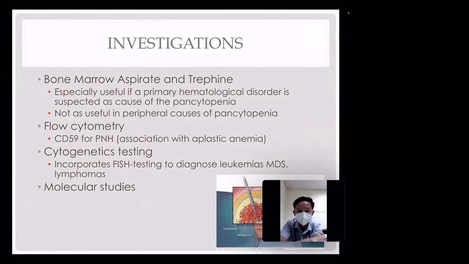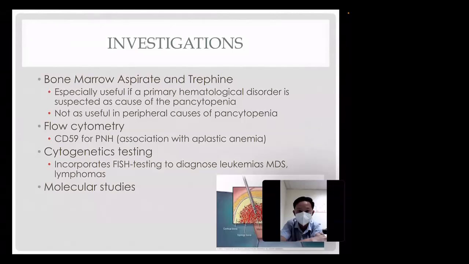So this is not as helpful if we suspect peripheral causes of pancytopenia like SLE and other peripheral causes, because the main thing that we can find in the bone marrow is the primary hematological disorder. So when we send for bone marrow, it will be put under the microscope to see if there are any abnormal blasts, abnormal cells that can help us identify and diagnose a certain condition.